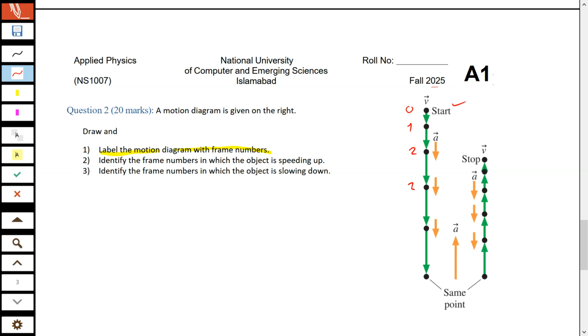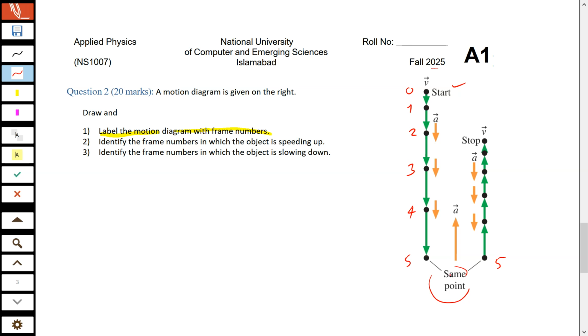Frame 2, frame 3, frame 4, frame 5, and this is the same point, so this will also be frame 5. Remember, this is only to make it possible to draw the second part. You cannot label it as frame 6 because otherwise you have no justification to ignore this comment. The next will be 6, 7, 8, 9, and 10. 10 is our last frame. So that was pretty easy.